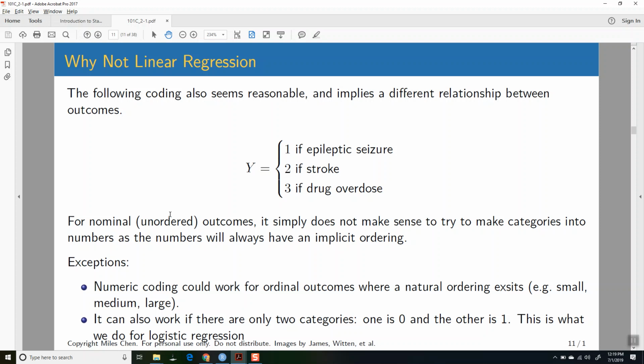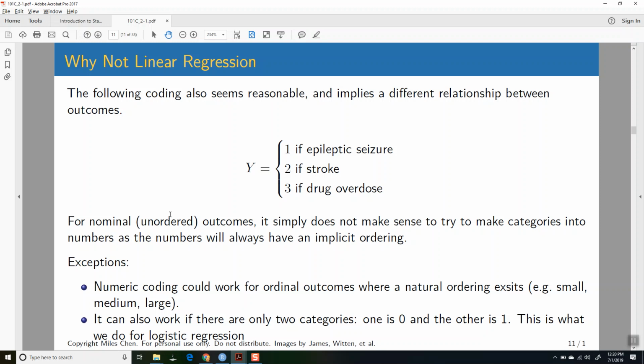So we have a couple exceptions to this kind of rule about not representing categorical things with numbers. A numeric coding could work for ordinal categories, okay? And ordinal is a hybrid between numeric response and categorical response, where there is an ordering. So something like small, medium, large. Somebody could say small is 1, medium is 2, and large is 3, or maybe small is 8, medium is 9, and large is 10. There could be some kind of representation there.